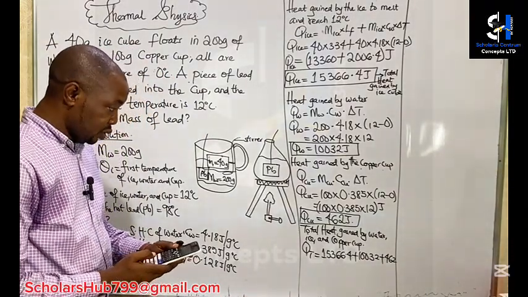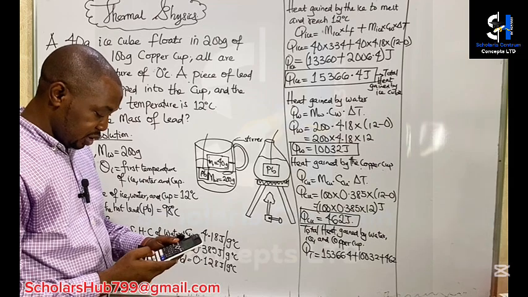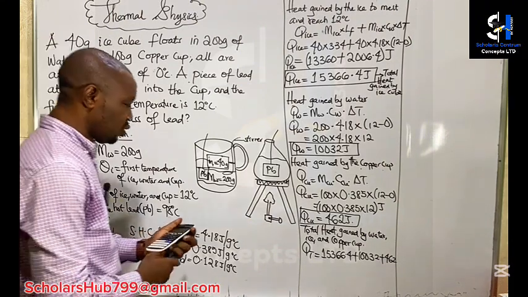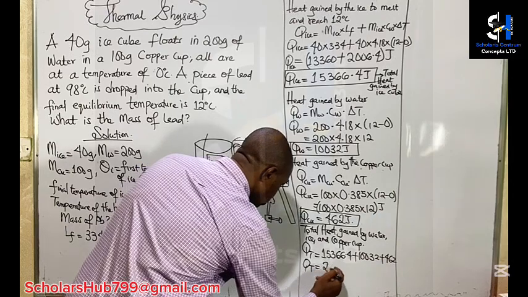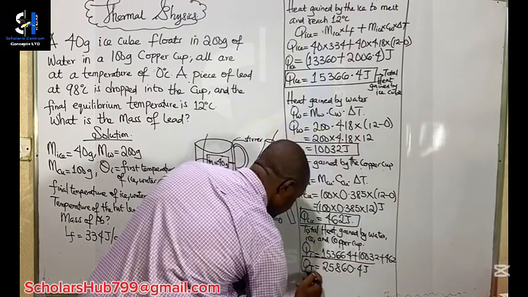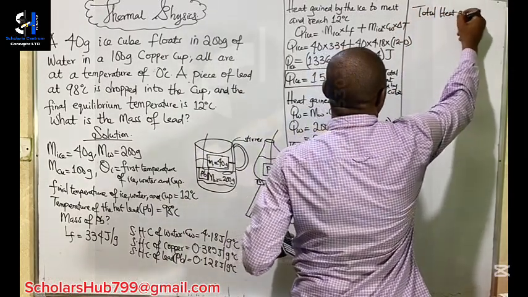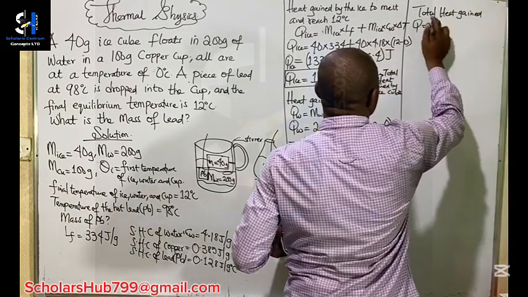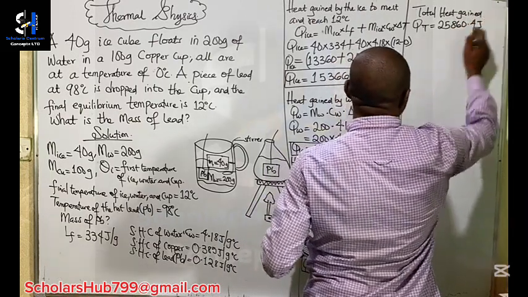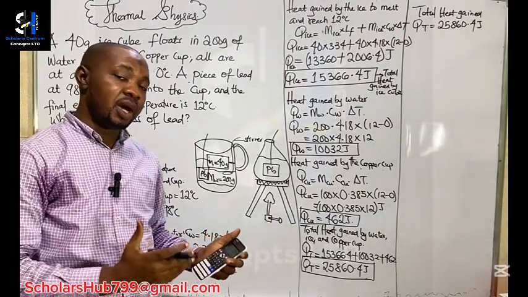462 plus 10032 plus 15366.4. That will be 25,860.4 joules. This is the total heat gained. So remember, the total heat gained is this value, 25,860.4 joules.